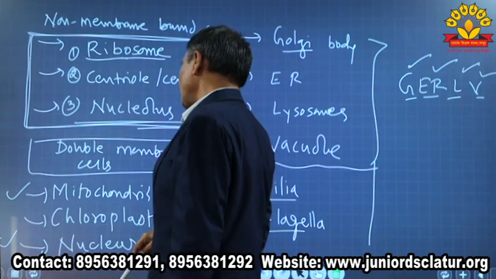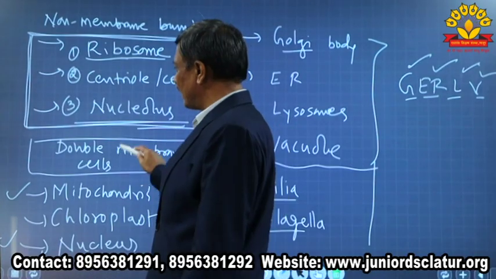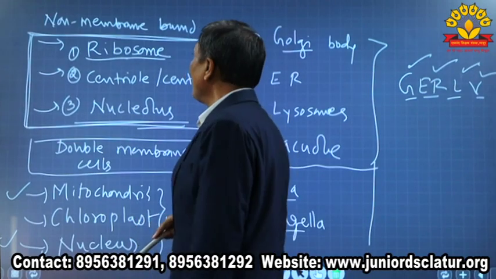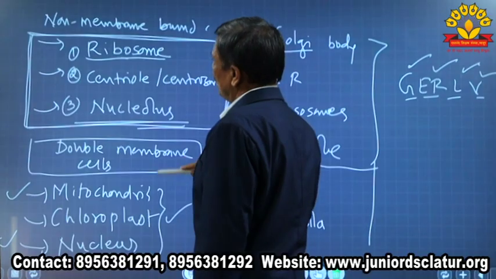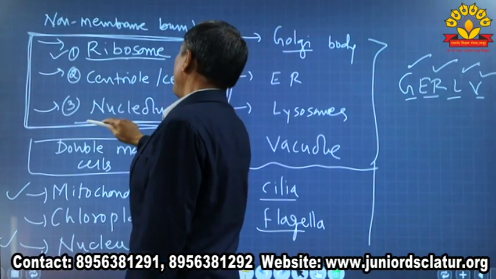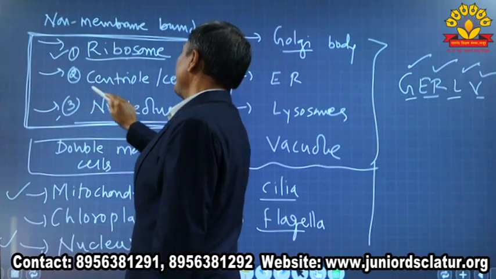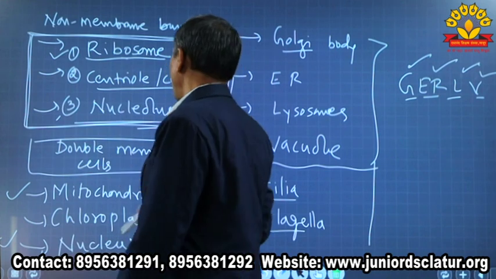In the plant cell, mitochondria plus chloroplast plus nucleus are the double membrane bound cell organelles. And what are the cell organelles which are non-membrane bound found in the plant only? That are ribosomes and nucleolus. Centriole or centrosome is absent in the case of the plant cell.